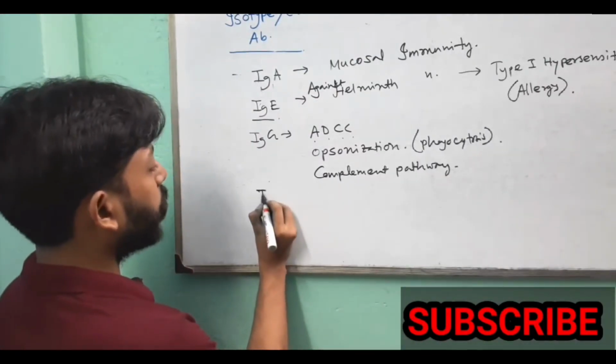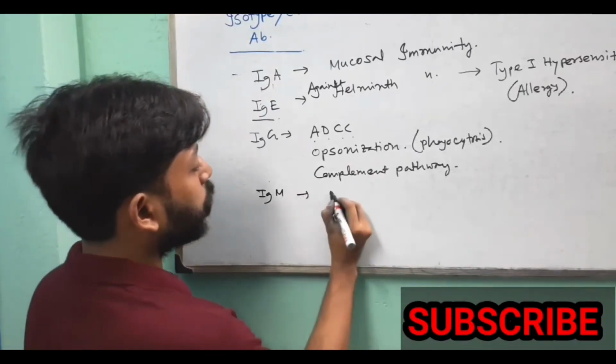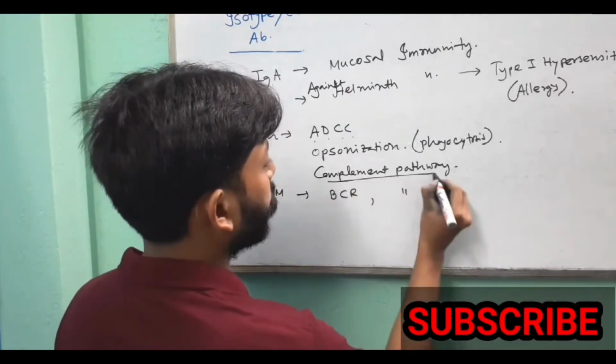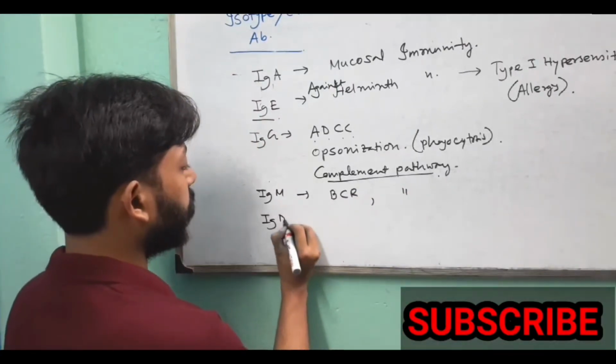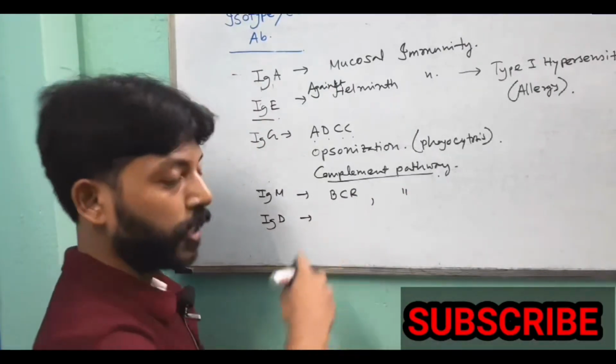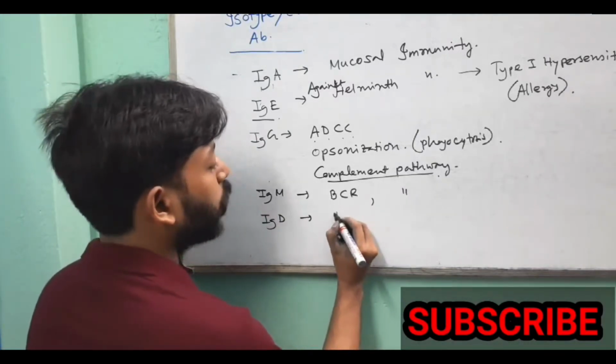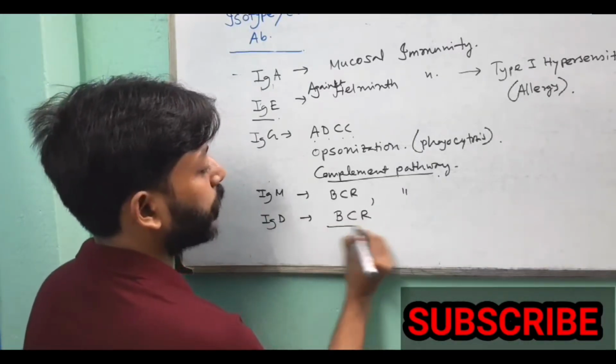And the function of IgM is to form the B cell receptor, and it can also activate the complement pathway. And the role of IgD, in its soluble form it is not known, but when it is in membrane bound condition, it helps in the B cell receptor.